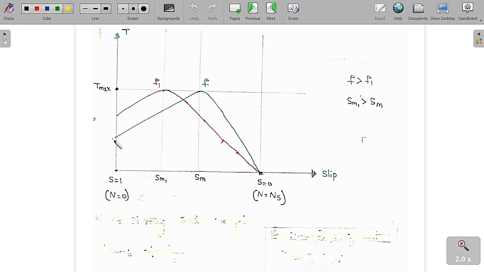Therefore, we can say clearly that the starting torque is now reduced. As the frequency increases, the maximum torque is constant, the slip at maximum torque will reduce, and the starting torque is also reduced. This is a point that you always have to remember. Whenever the V by F ratio is constant, the maximum torque is always constant. As the frequency increases, the slip at maximum torque will reduce and the starting torque will also reduce.